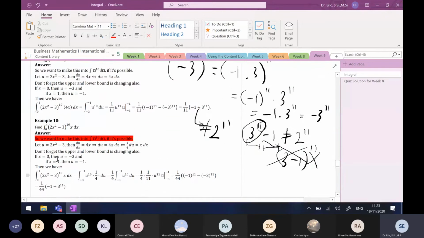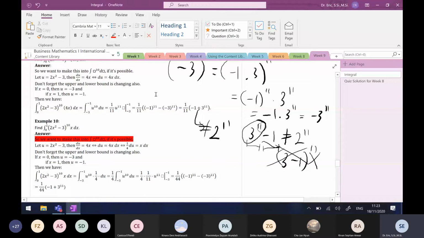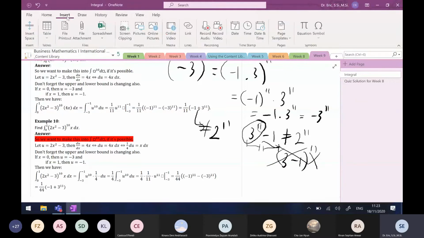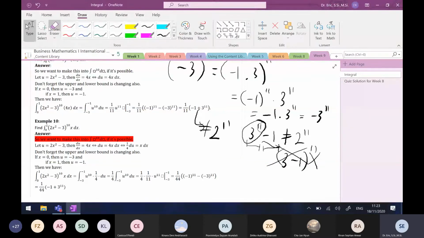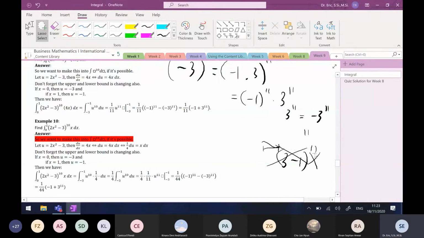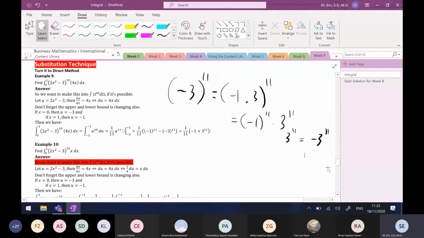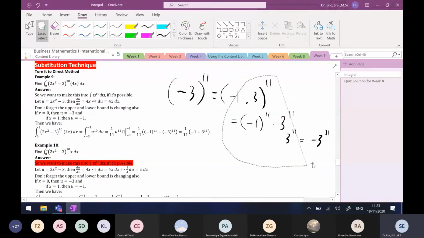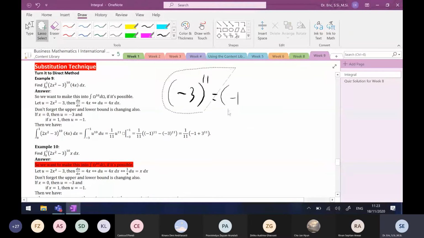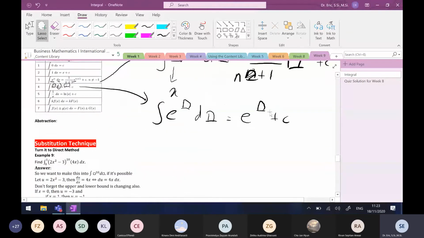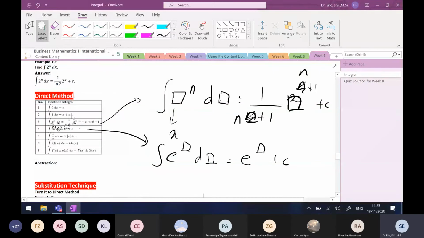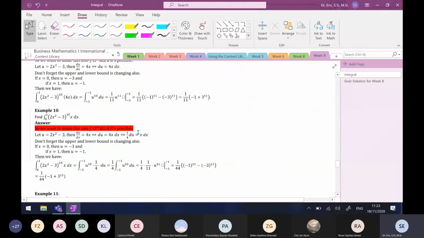So do you have any questions up to this segment, this explanation? Do you have any questions? Okay, you don't have any questions. So this is the second easiest technique. The first technique is what? Using the direct method. What is the direct method? I want to find just the antiderivative.